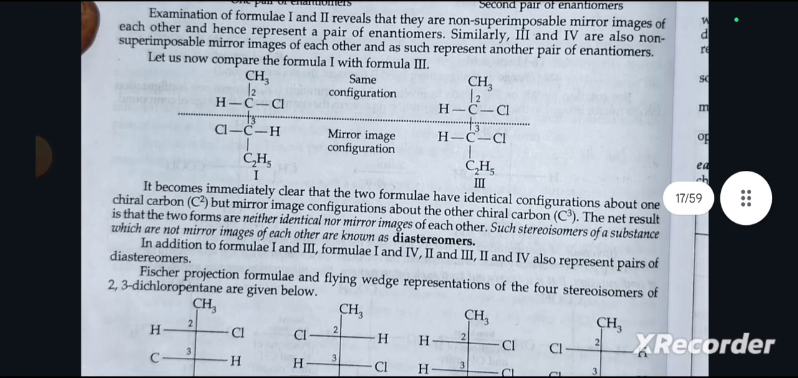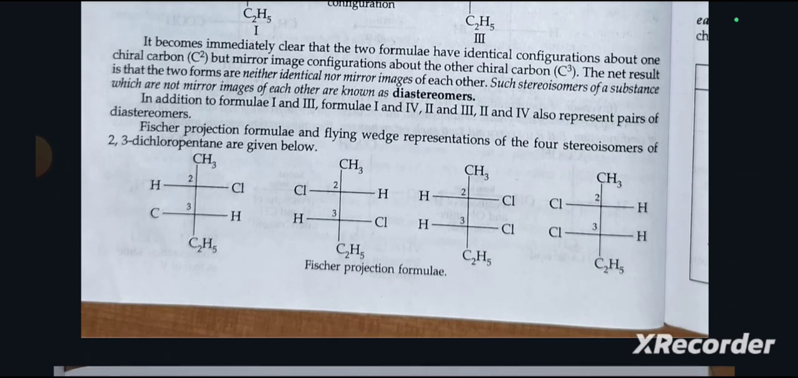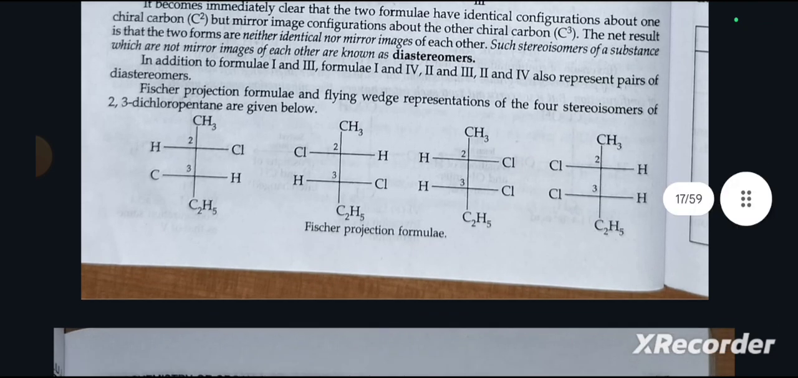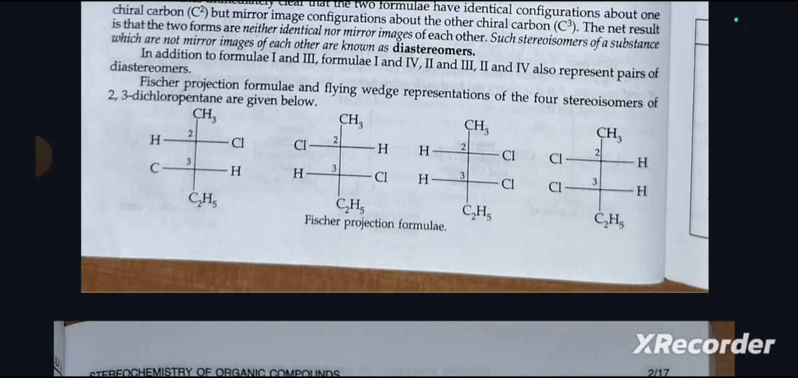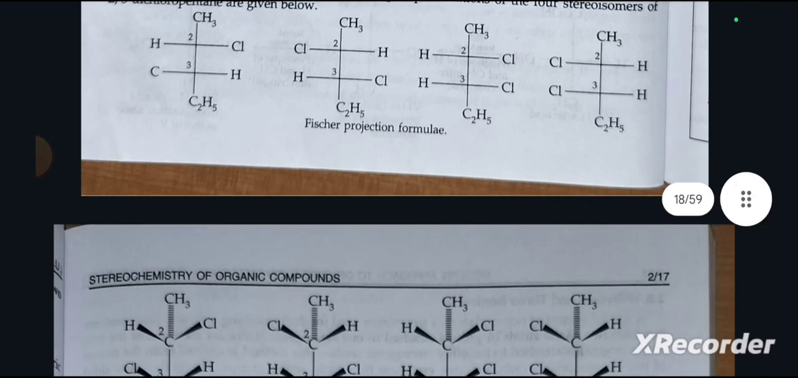Let us now compare formula 1 with formula 3. Same configuration, mirror image configuration. It becomes immediately clear that the two formulas have identical configurations about one chiral carbon, C2, but mirror image configurations about the other chiral carbon, C3. The net result is that the two forms are neither identical nor mirror images of each other. Such stereoisomers of a substance which are not mirror images of each other are known as diastereomers. In addition to formulas 1 and 3, formulas 1 and 4, 2 and 3, and 2 and 4 also represent pairs of diastereomers. Fischer projection formulas and flying wedge representations of the four stereoisomers of 2,3-dichloropentane are given below.